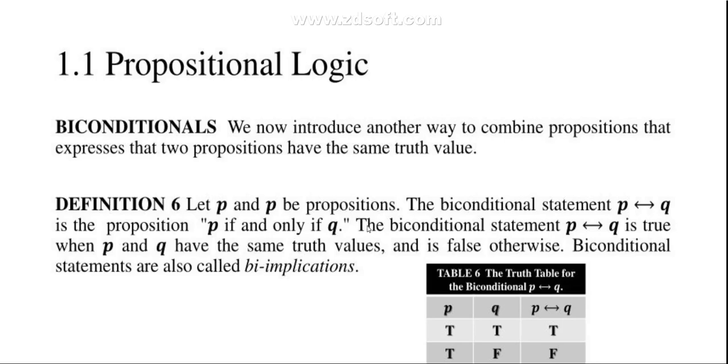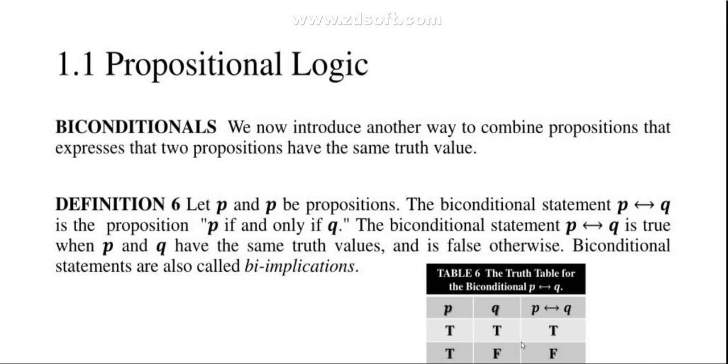So we can see the truth table: P, Q and P biconditional Q. True, true: both are true, T is 1, so both are 1, 1. P is true and Q is true, so the result is true. If P is true and Q is false, the result is false. If P is false and Q is true, the result is false.